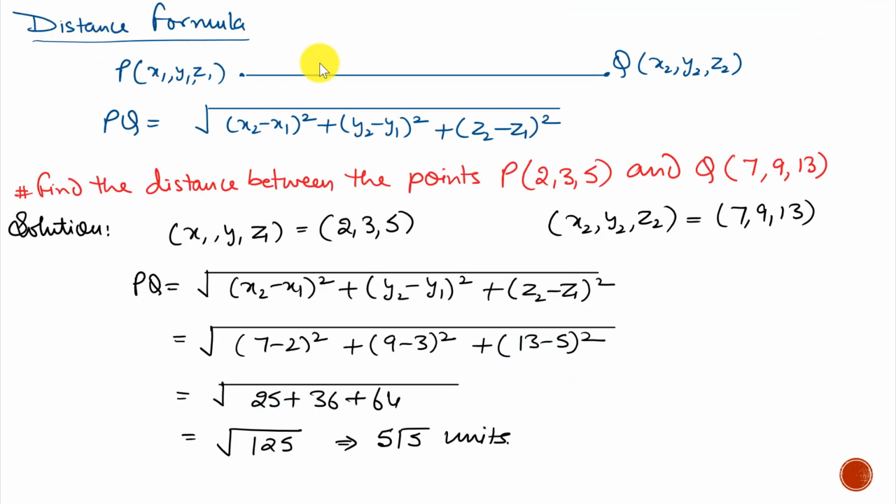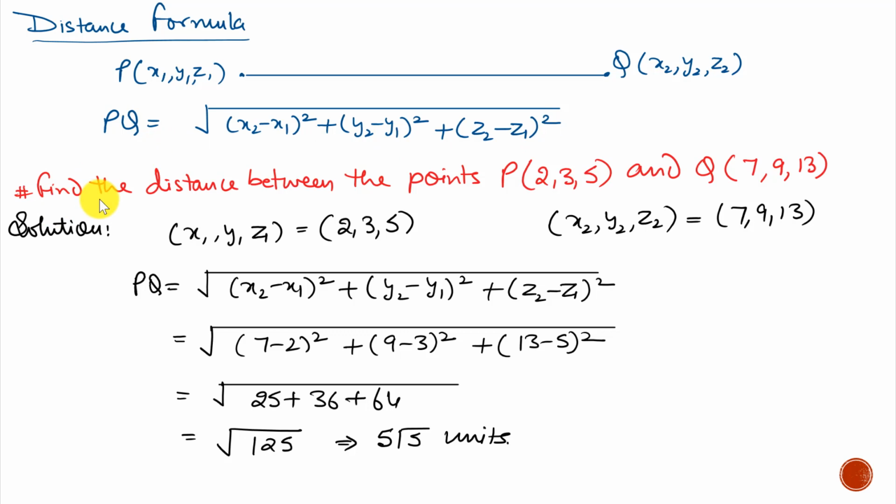First is the distance formula. Suppose we have two points, P is (x1, y1, z1) and Q is (x2, y2, z2). The distance between P and Q can be calculated using the formula: square root of (x2 minus x1) whole squared plus (y2 minus y1) whole squared plus (z2 minus z1) whole squared.